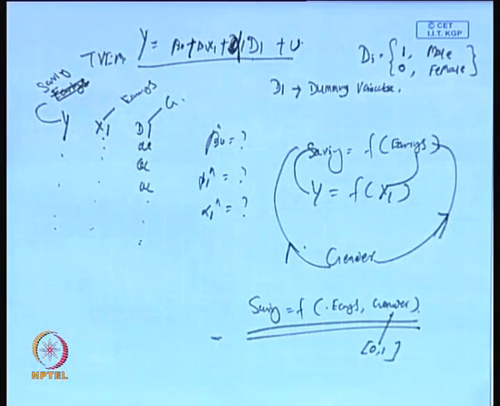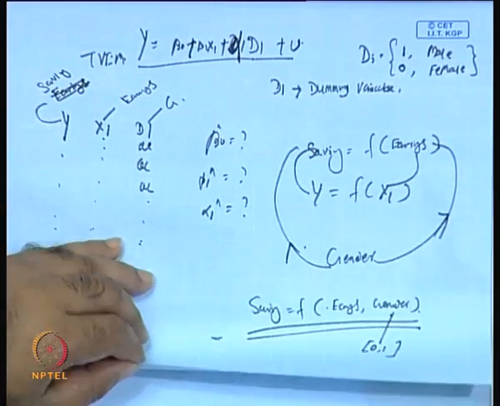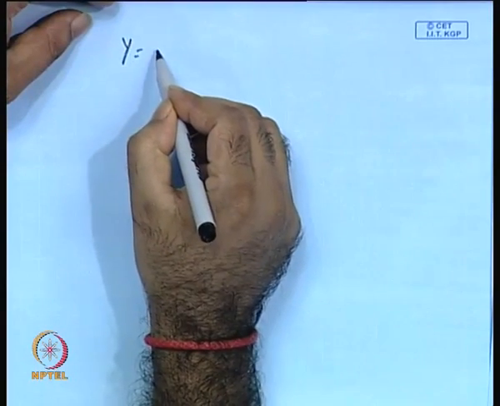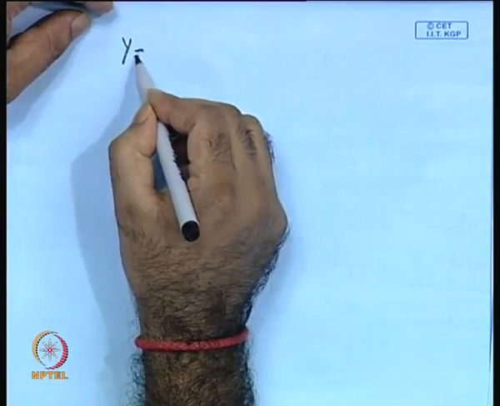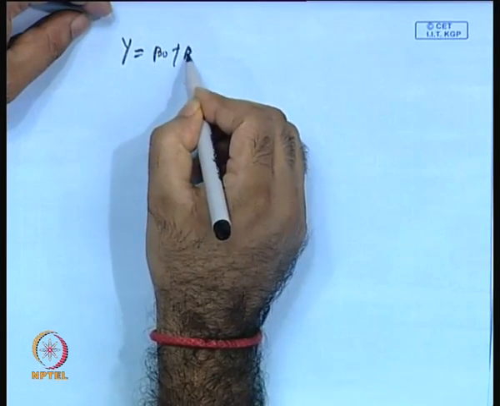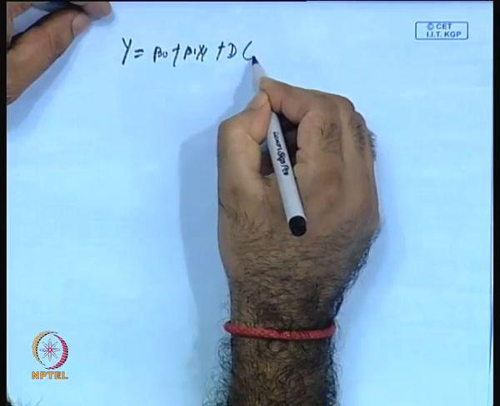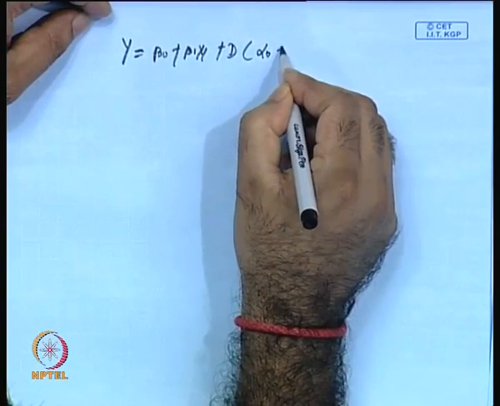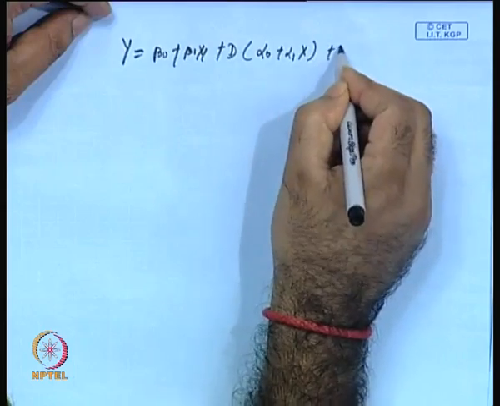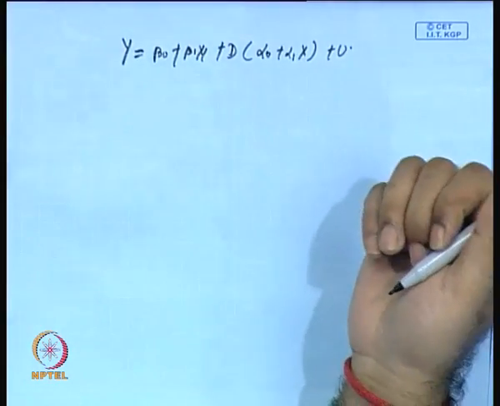Then I will go for its estimation, otherwise it is not possible to go for its estimation. Okay. So in fact I will highlight in another way around. Let me highlight here once again. Here y equal to, let us say, beta 0 plus beta 1 x1 plus d into alpha 0 plus alpha 1 x plus u. So this is another way we can represent it also.